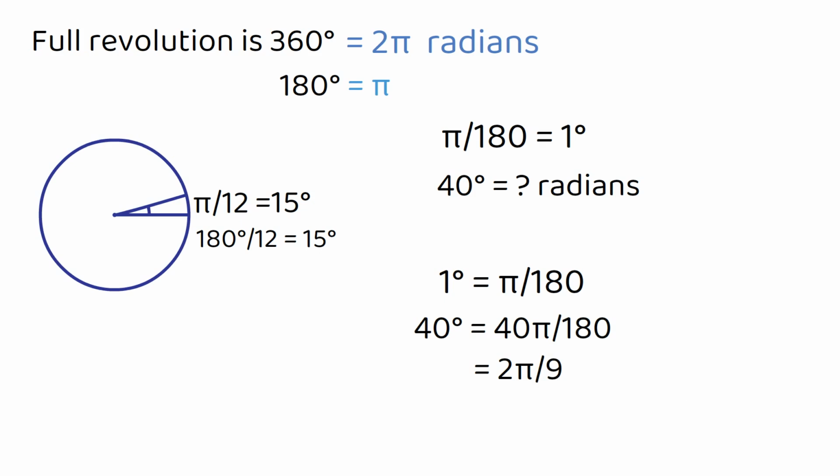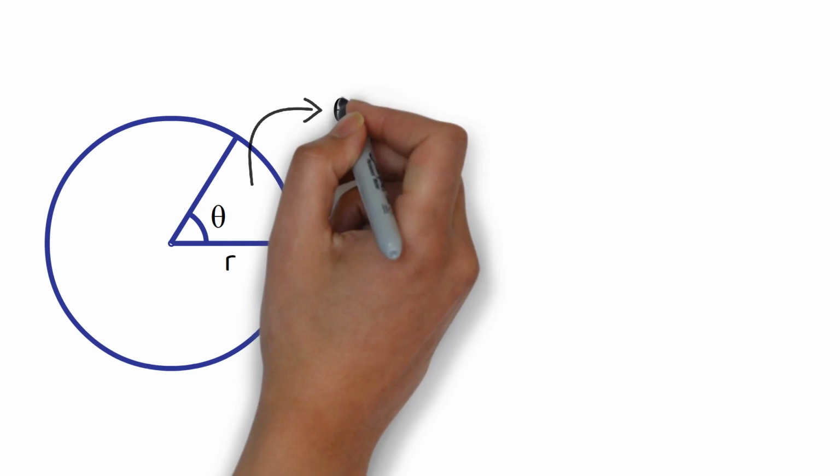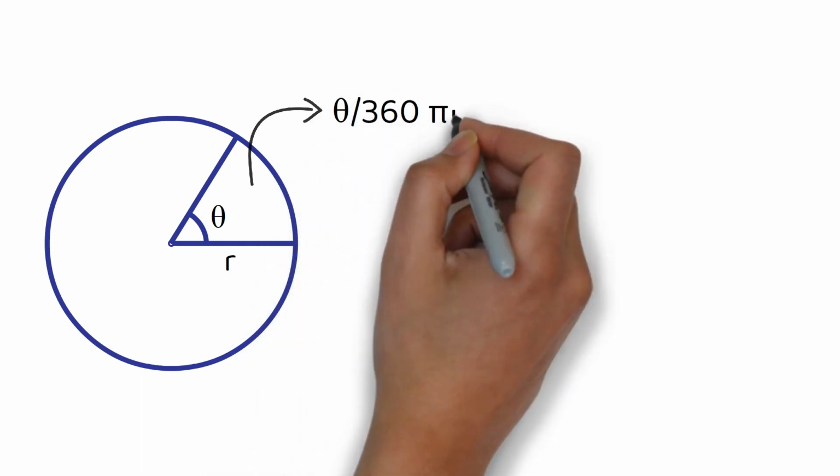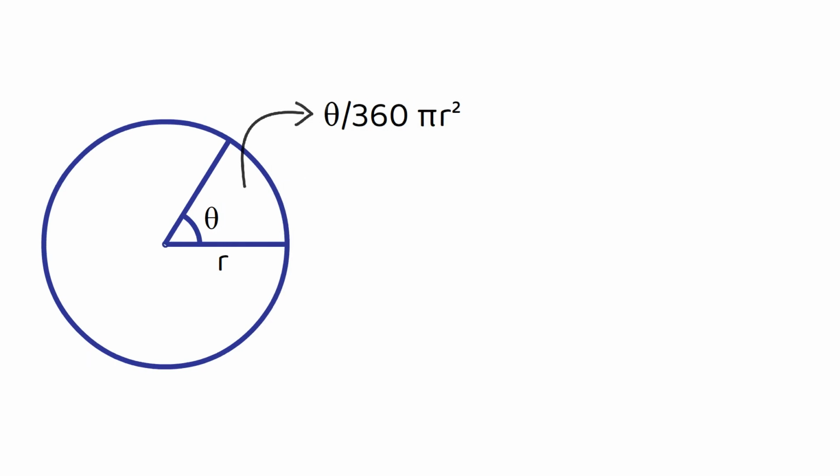The reason why radians are useful is because they simplify the area formula for sectors that we discussed back in Module 2. Recall that if a circle has a radius r and a central angle of theta degrees, the area of the sector is given by theta over 360 times the overall area formula, or pi r squared.